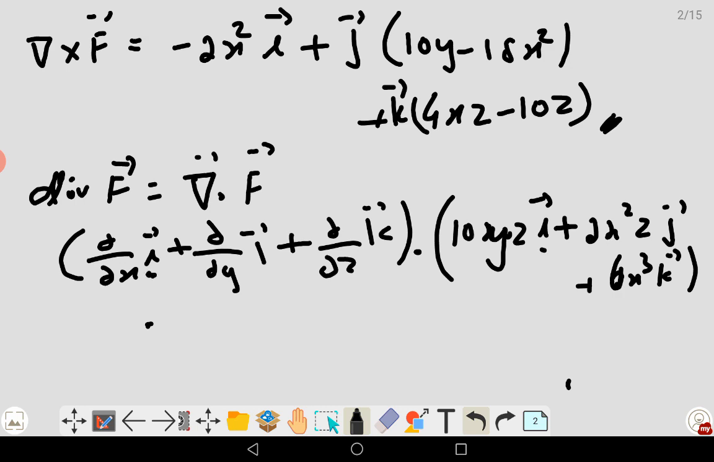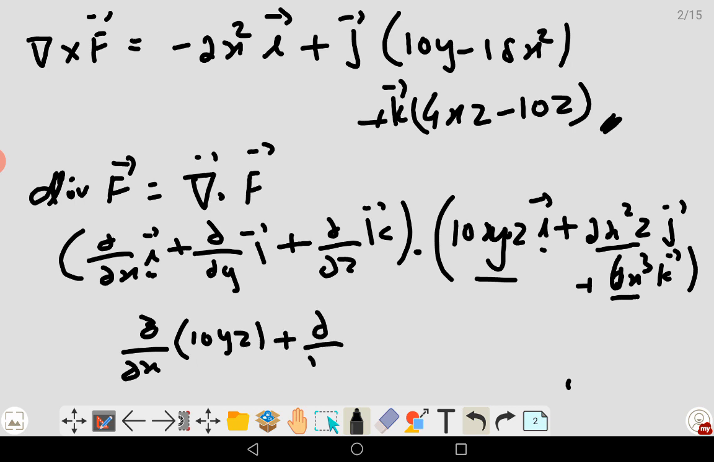Now i goes with i dot product. i dot i is 1. So the first term is ∂/∂x of 10yz. Otherwise you can directly use the formula of divergence: first component of f with respect to x, second component of f with respect to y, third component of f with respect to z. Just differentiate it, that's it. Plus ∂/∂y of 2x²z plus ∂/∂z of 6x³.